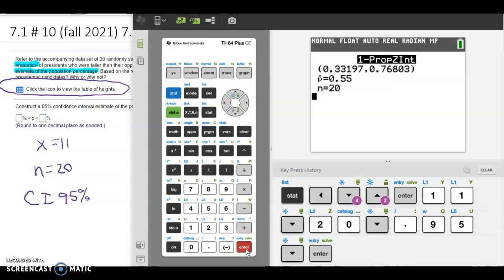We get 0.33197 to 0.76803. We're asked to write our answer in percentage form. So that means you're going to take each of those decimals and multiply by 100, essentially moving the decimal point over 2 places. So let's go ahead and write our final answer.